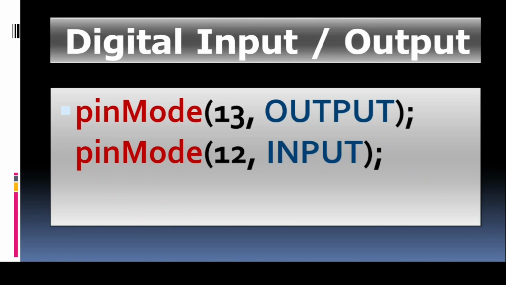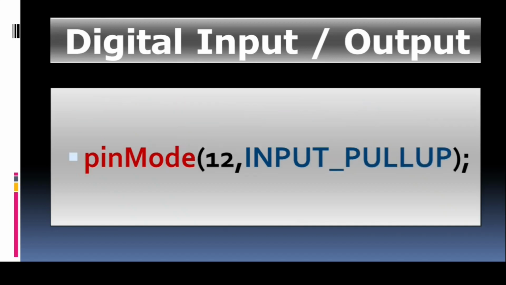Now you can see the example of pinMode syntax on your screen. In the first, we make pin number 13 an output pin, and in the second example we make pin number 12 an input pin. And here a third option is also available, as you can see on your screen. This we use when we use the pin as an input pin. This is used to activate internal pull-ups.